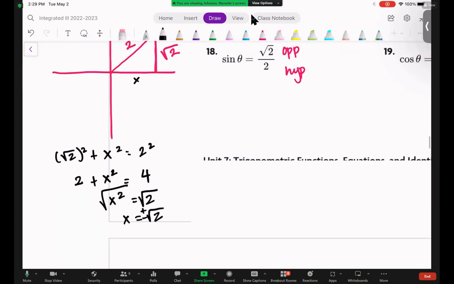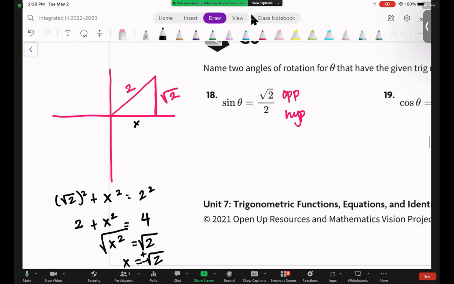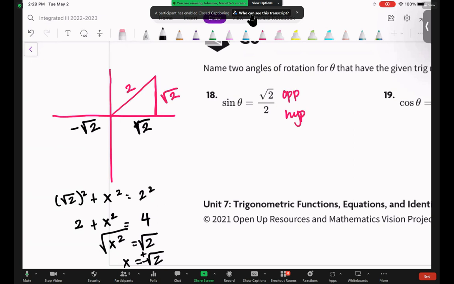Okay, so technically, this could be root 2, or this could be negative root 2. Now, normally I'd throw out that negative, but it actually makes sense for me to reflect this. If I could do a good job of drawing, that would be fantastic. Hold on. There you go. That's better. So can you imagine those two? Isn't the opposite still root 2 for both of those triangles, and the hypotenuse is both 2?